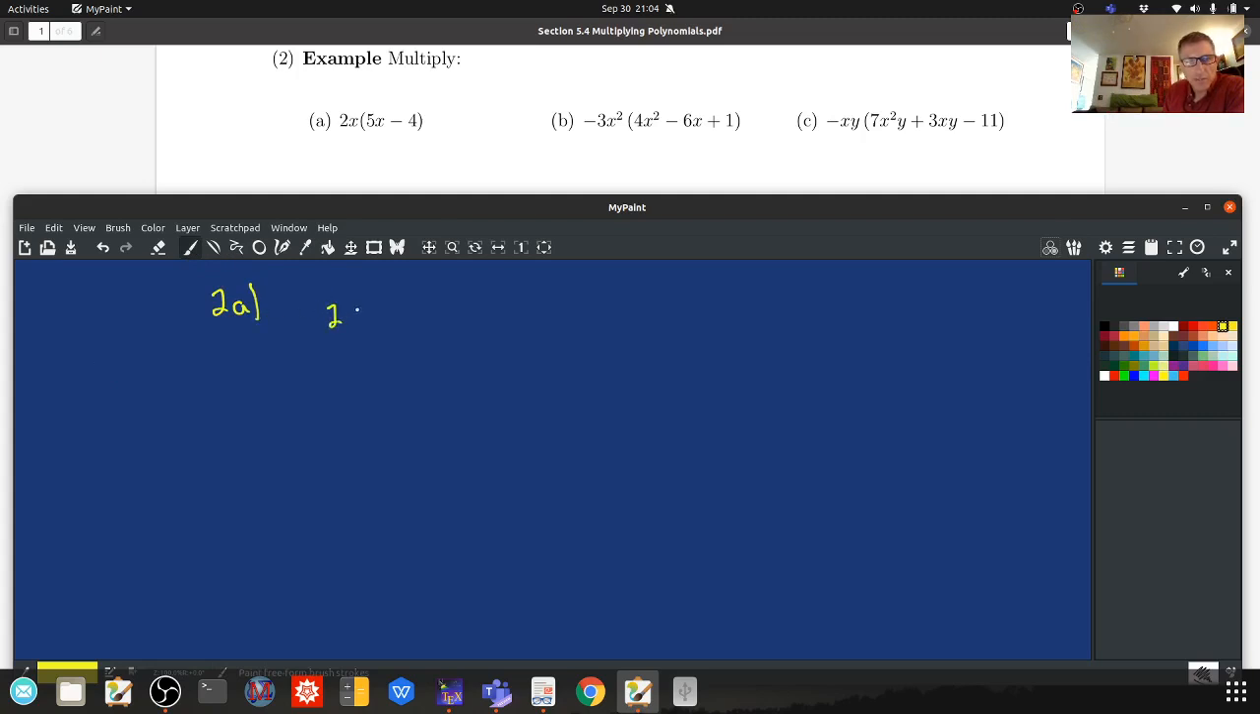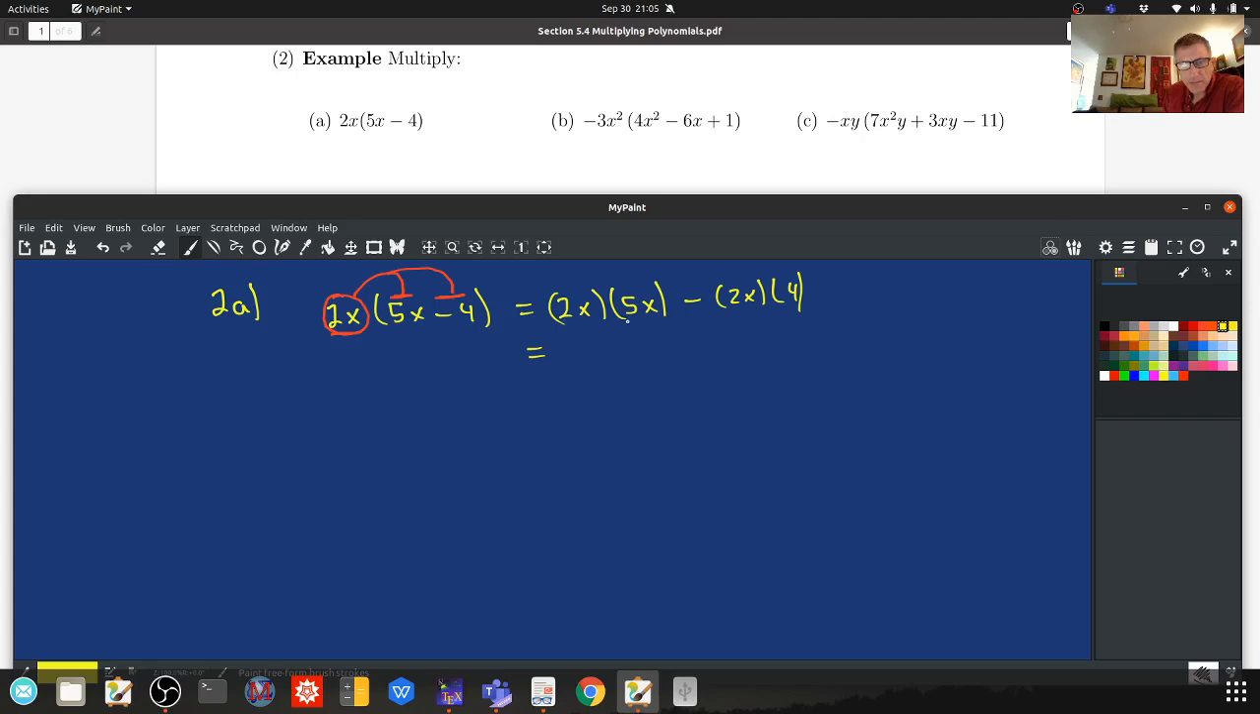So I have 2x times 5x minus 4. So distribution says take my first term, the entire thing, and multiply it by first the first term and then the second term together with its sign. So that's going to be 2x. I'm going to break this down for you, the first one or two I do, minus 2x times 4.